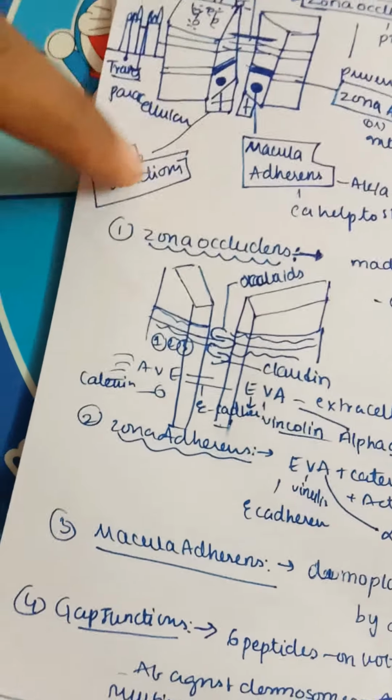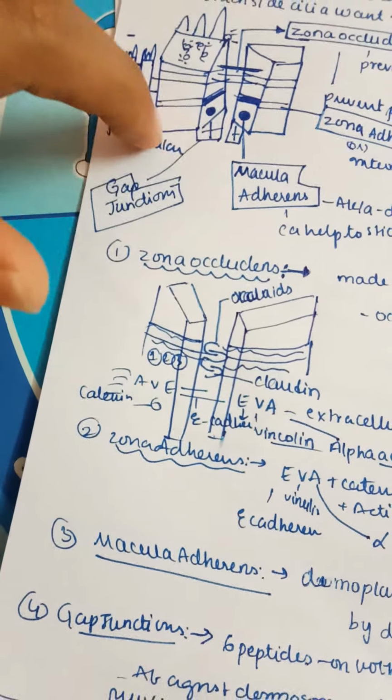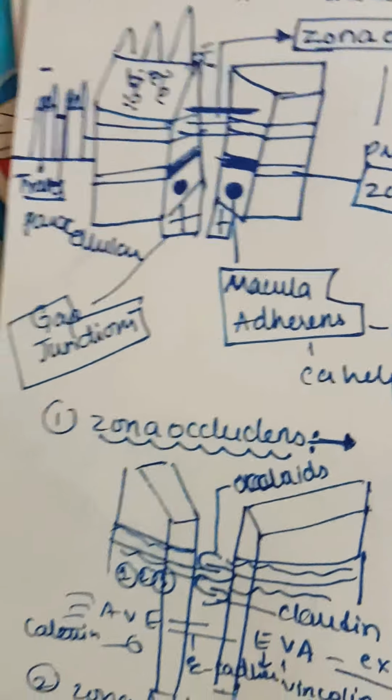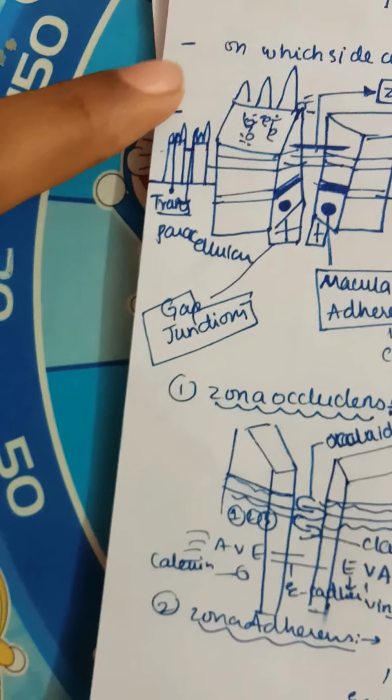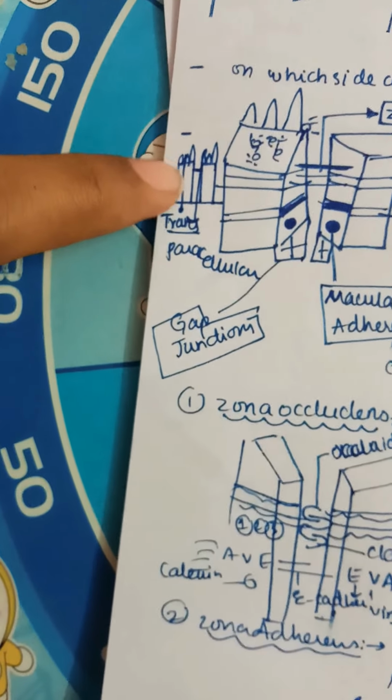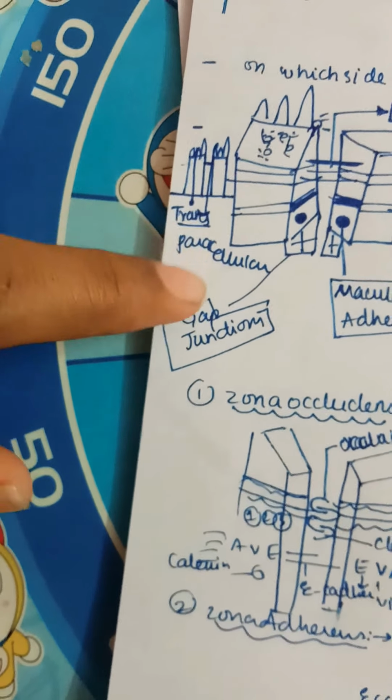And next here you can see gap junctions, like window-like junctions, where substances, amino acids, everything can transfer from one cell to the other. These are known as gap junctions. So the transcellular process is nothing but where a substance can enter inside the cell and go to the other side of the cell.